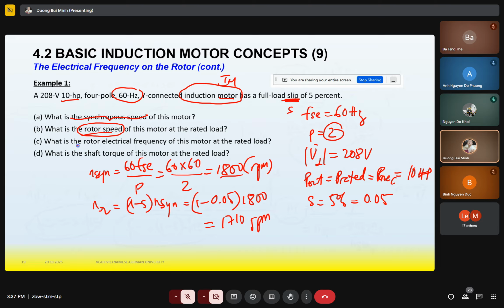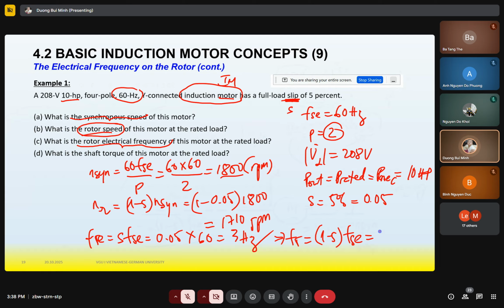So now look, we would like to calculate the rotor electrical frequency. That means f_re. f_re is S times f_se, with f_se the stator electrical frequency, 60. So S is 0.05 times 60, so you get 3 hertz. 3 hertz. So after that you can get f_r. f_r is (1 minus S) times f_se, or you get 57 hertz. 57 hertz, right?